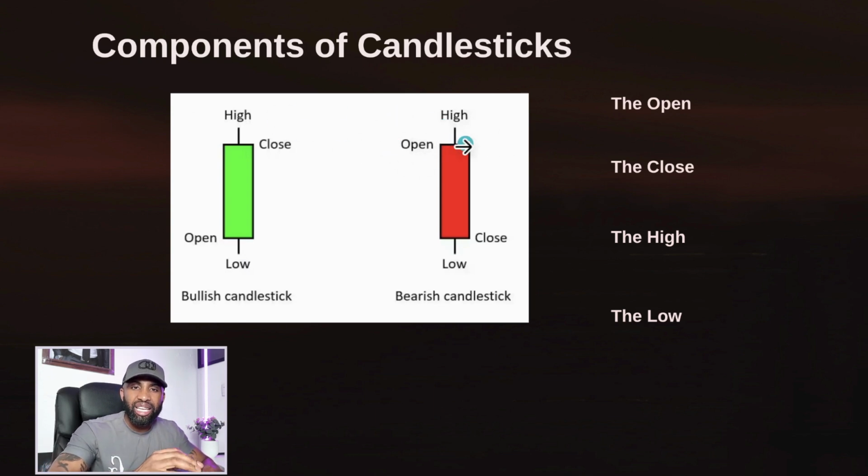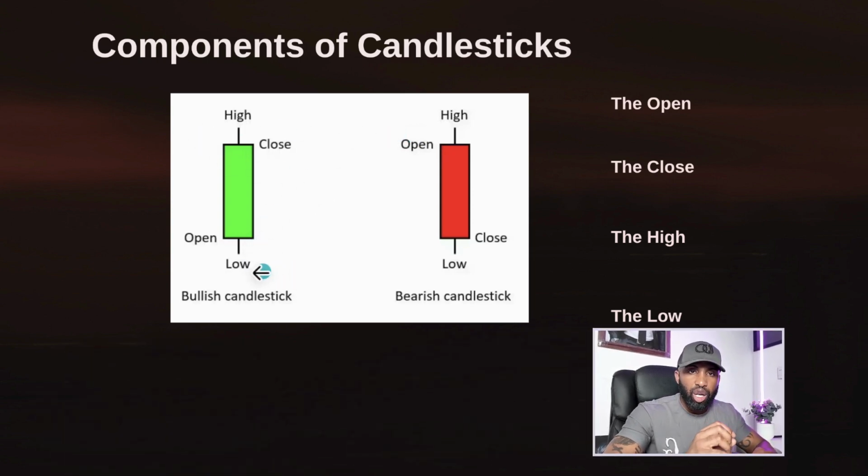The high is the highest price reached during that time period. Whatever the time is, the highest price reached in that time period is the high. It is represented at the top of the upper shadow or the wick. Then we have the low. It is the lowest price reached during that period. It is represented at the bottom of the lower shadow or wick. The close is where the price closed. So for the close on the bullish candle, it's represented at the top. On the bearish candle, it's represented at the bottom.